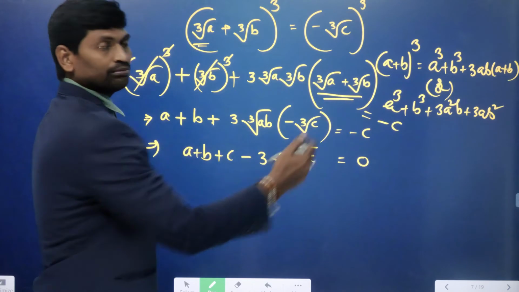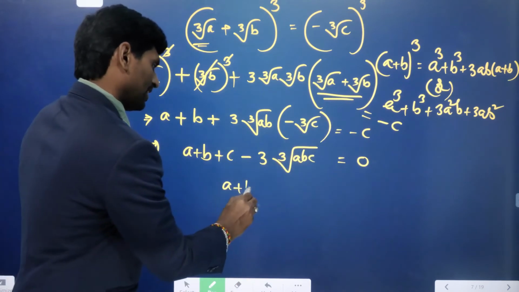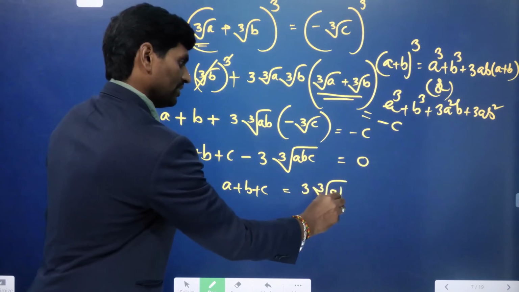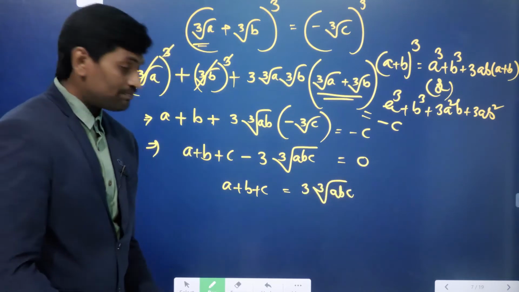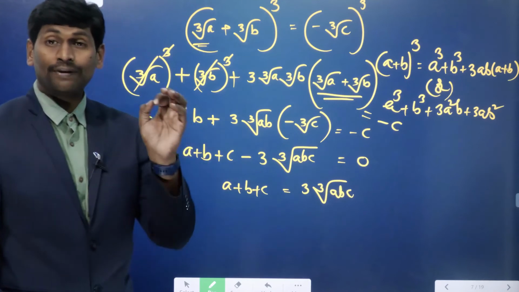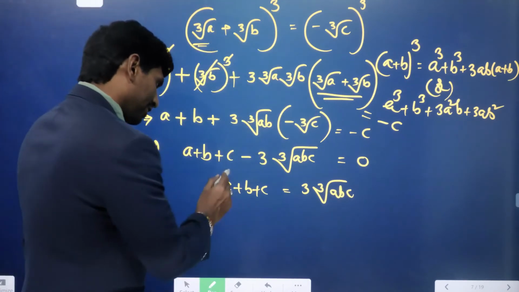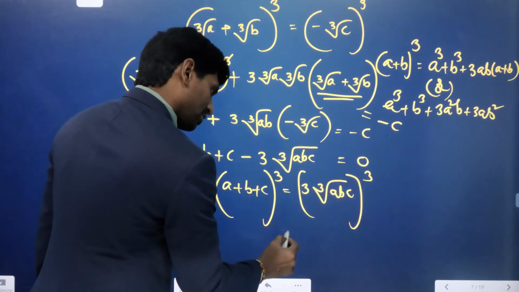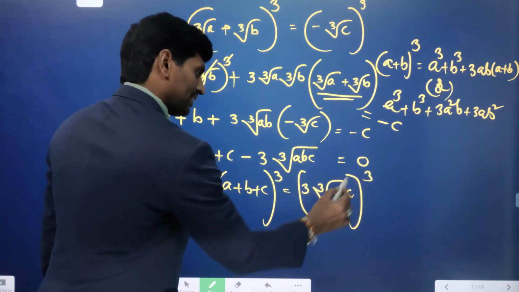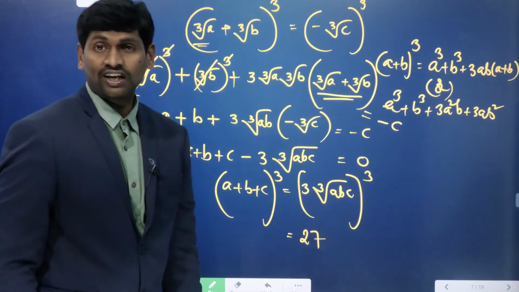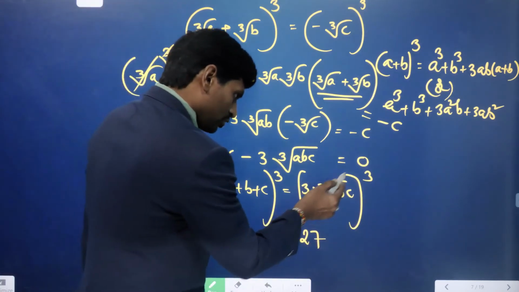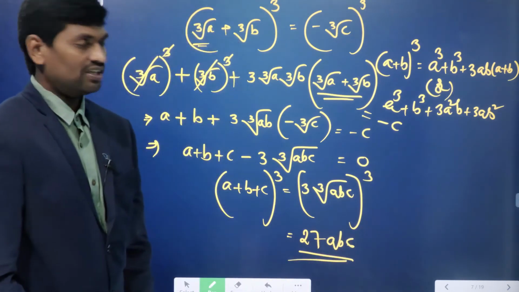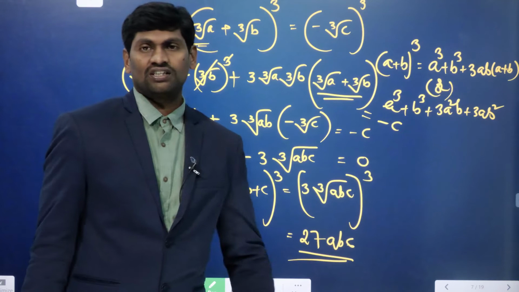Now again this minus term transpose that side, then a plus b plus c equals 3 into cube root of abc. See, we got the a plus b plus c value and we need to find (a plus b plus c) whole cube. Apply cube on both sides. That means this cube, 3 power 3 is 27. 3 into 3 into 3, 27. The cube root cancels, abc will be there. The answer is 27abc. So (a plus b plus c) whole cube answer is 27abc.